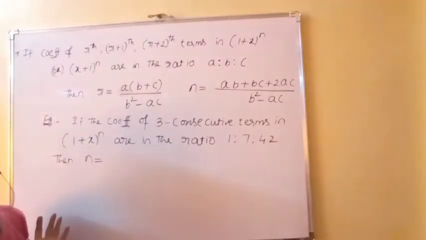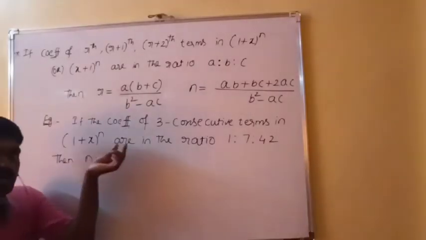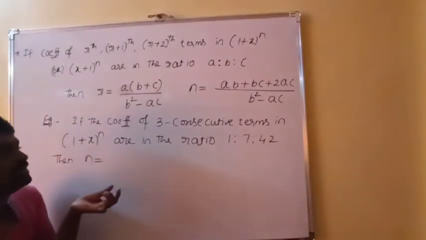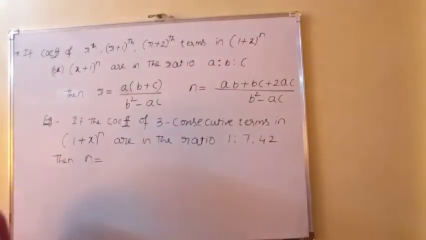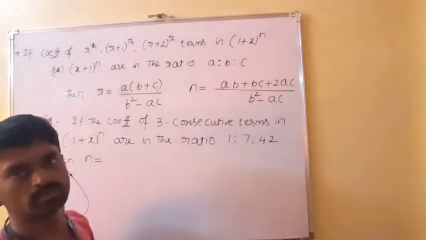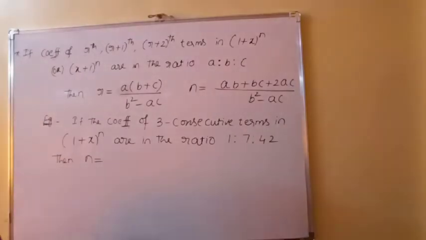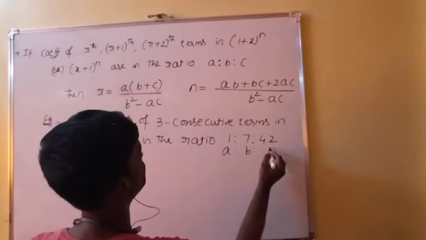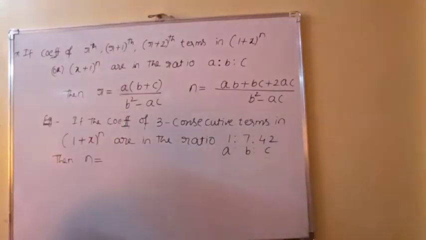And here what are they asking? The n value. Here it is not given as (r+1), (r+2)th term, but just: if the coefficients of 3 consecutive terms. So those 3 consecutive terms I am taking as the rth, (r+1)th and (r+2)th. So here A value is 1, B value is 7, C value is 42. Then what is the n value?